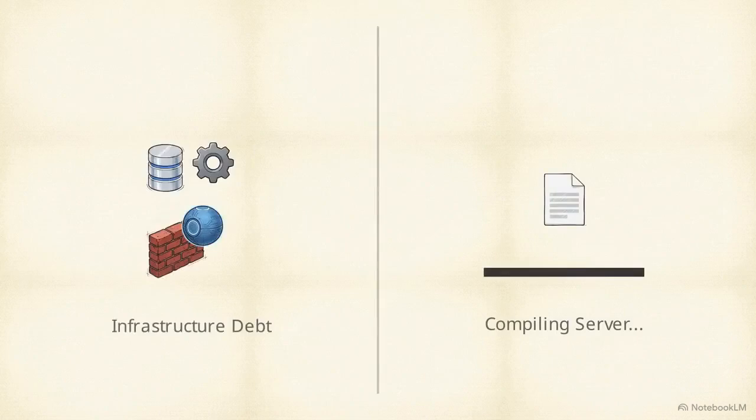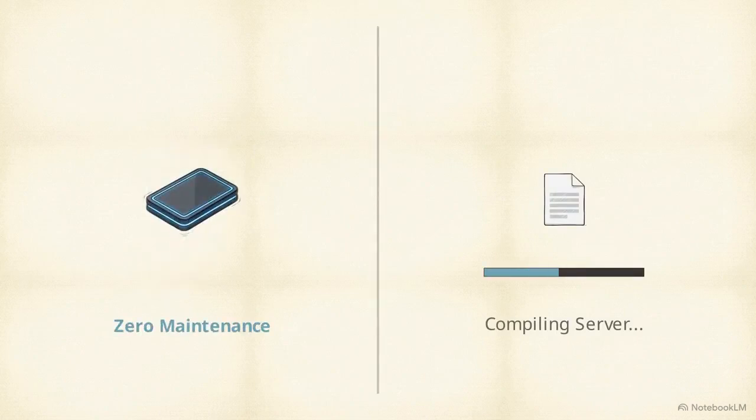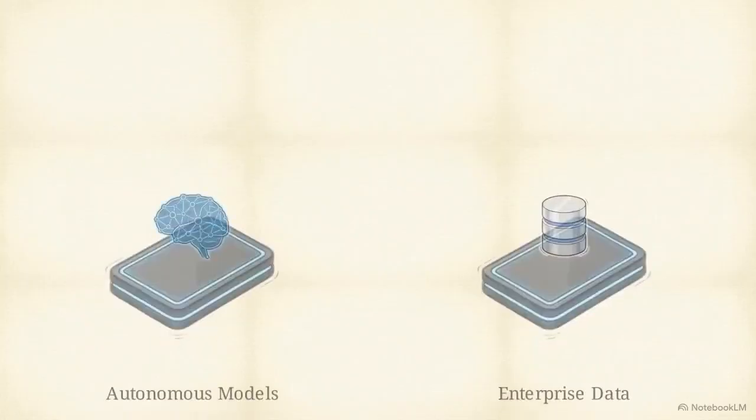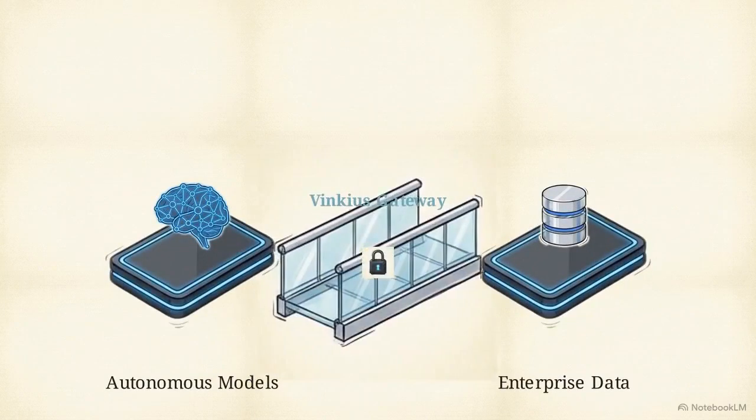You bypass the infrastructure maintenance, lock down data access at the compilation stage, and tightly control the exact actions your agents can take. Vinkius provides the missing layer required to safely bridge autonomous models and enterprise data.